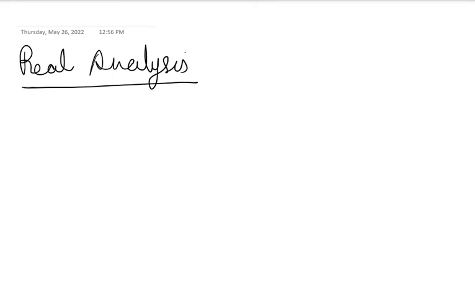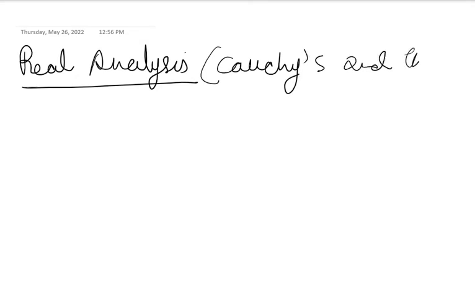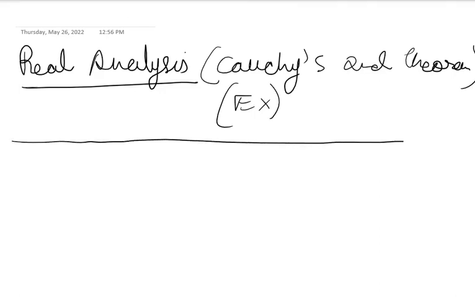Now in the previous video on real analysis we had done Cauchy's second theorem. I showed you an example on Cauchy's second theorem. Now we are here in this video to prove that the converse of Cauchy's second theorem may not be true. So let's just write the theorem.